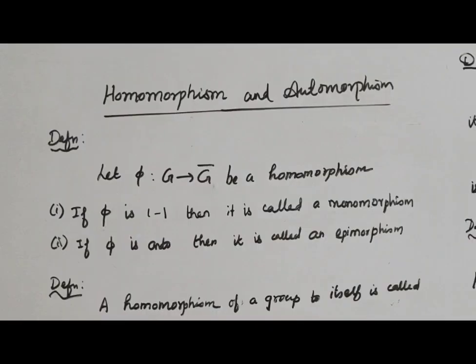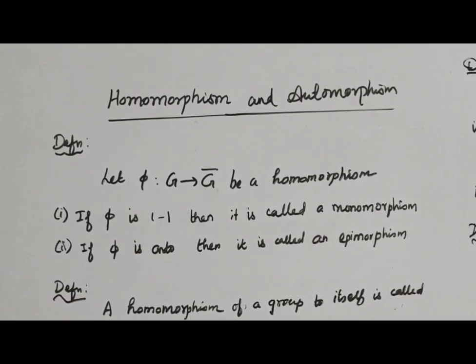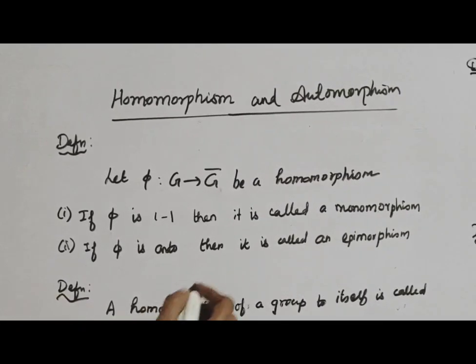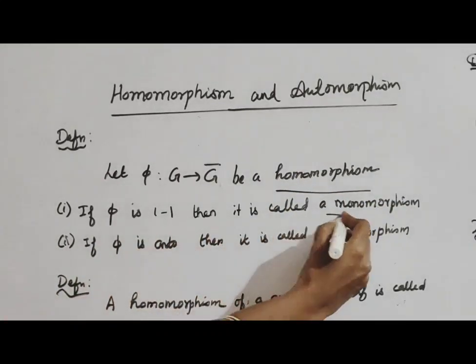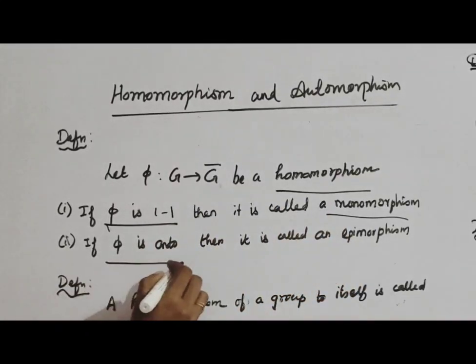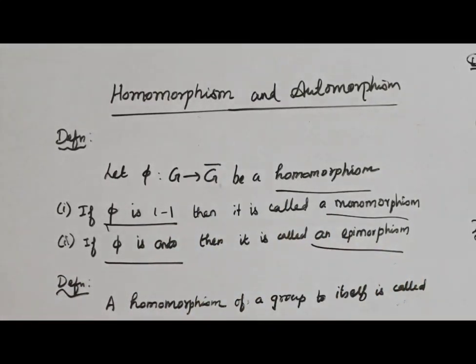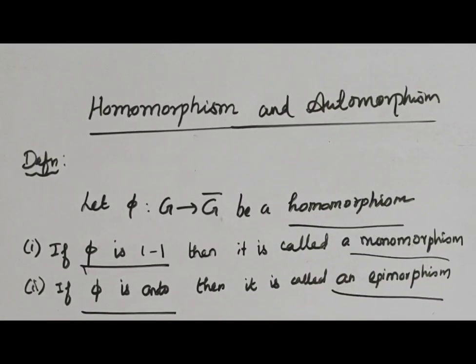Okay. Now we are going to discuss the next definitions. Let phi from G to G bar be a homomorphism. If phi is 1 to 1, then it is called a monomorphism. If phi is onto, then it is called an epimorphism. What is meant by 1 to 1? Phi of a is equal to phi of b implies a is equal to b for all a, b belongs to G. Then phi is said to be 1 to 1, right?